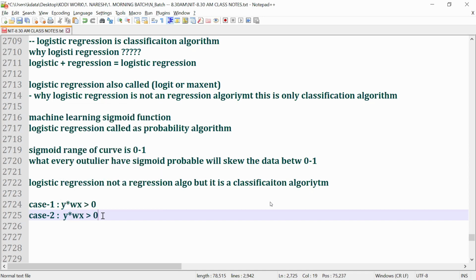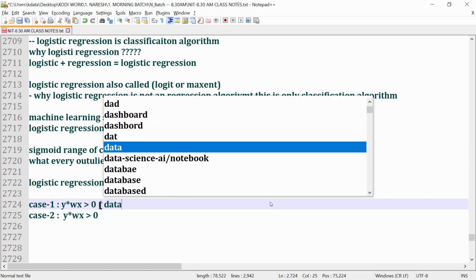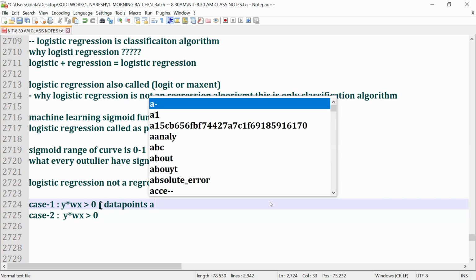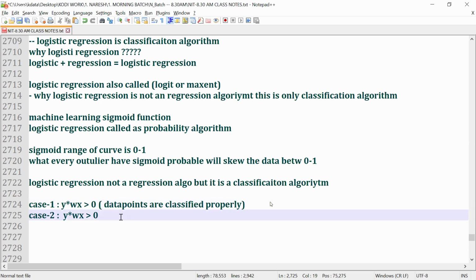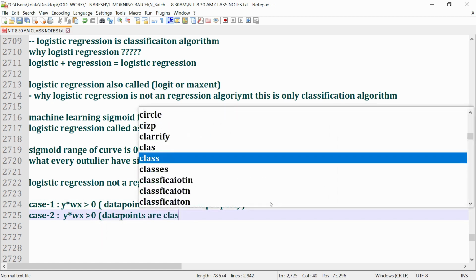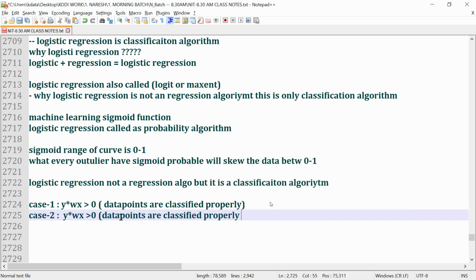So what happened? Whenever we get this condition, the data points are classified properly. Sir, why are we learning this? We are learning this to do hyperparameter tuning in tomorrow's session. And the data points are classified properly on which condition? If y into wx is greater than 0.